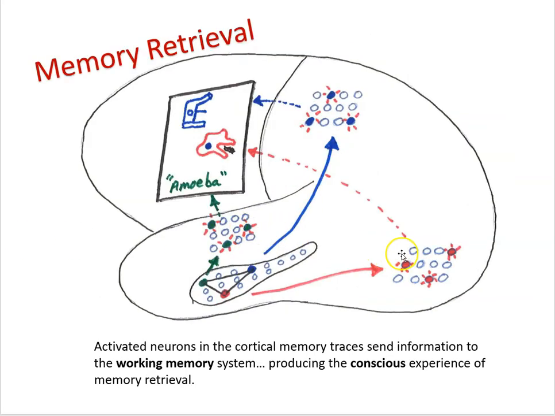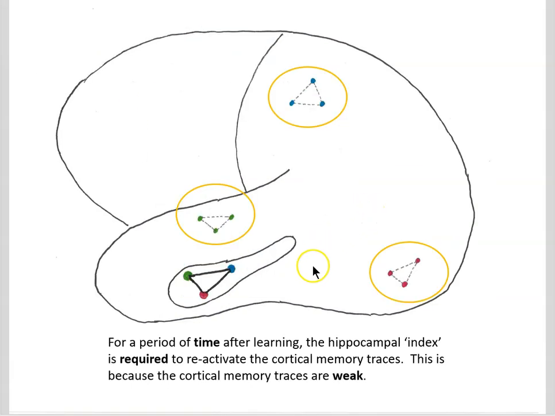And when the cortical neurons are reactivated, they will send information up into the working memory system, and we will experience the conscious retrieval of the memory. If it has lots of details, that would be an episodic memory. Now again, for a period of time after our initial learning event, the hippocampal index is going to be required to reactivate these cortical memory traces, and that's because they are weak at this early stage in the learning process.